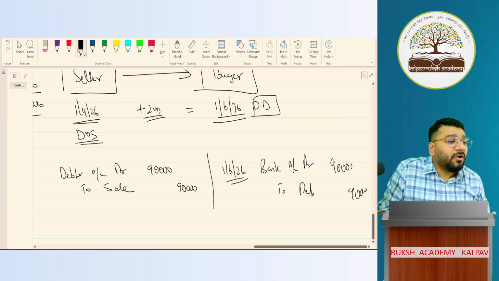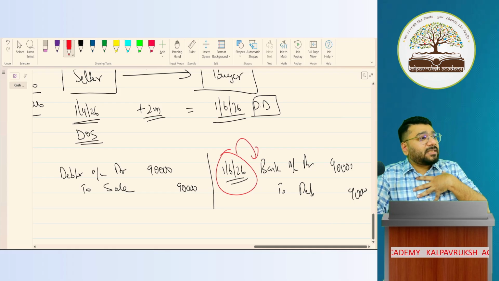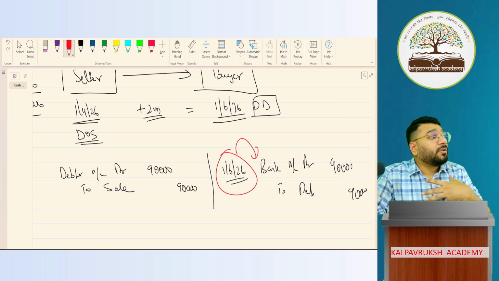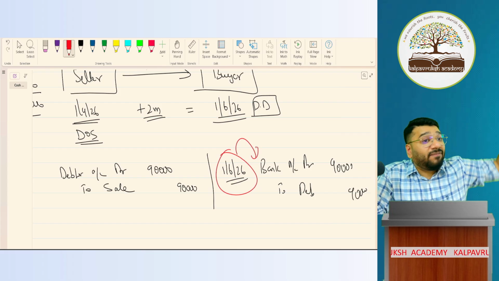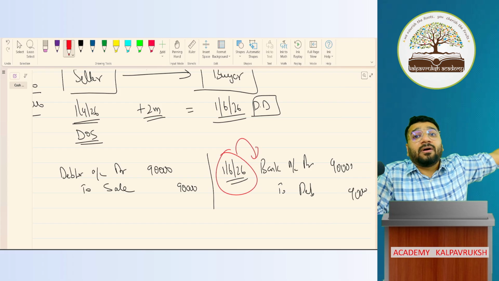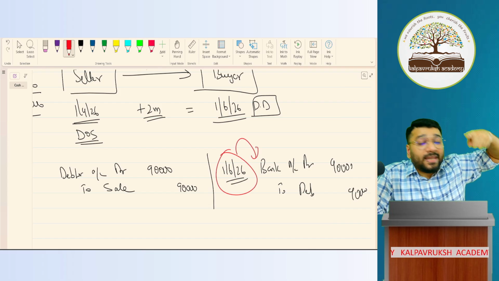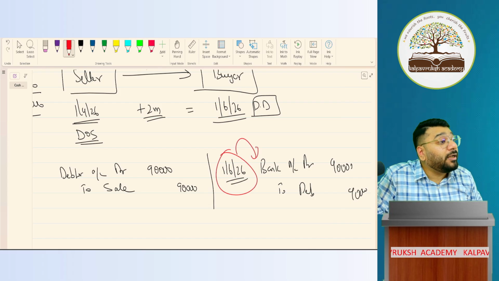Please tell me, as a businessman, why is it important for me to receive the money on the due date? Because I have to manage my cash flow. With that money I can buy further goods. I can pay salary to staff. I can pay the electricity bill to the electricity department. So it is very important in any business to get your cash flows on time.